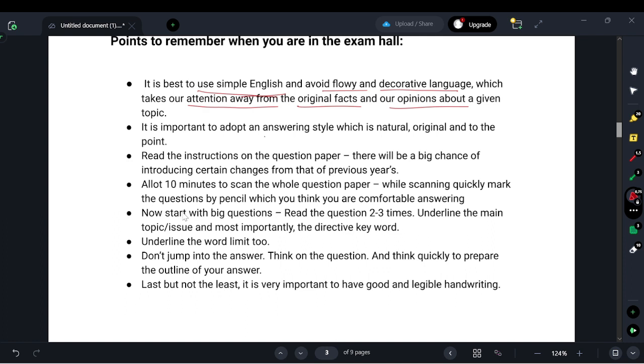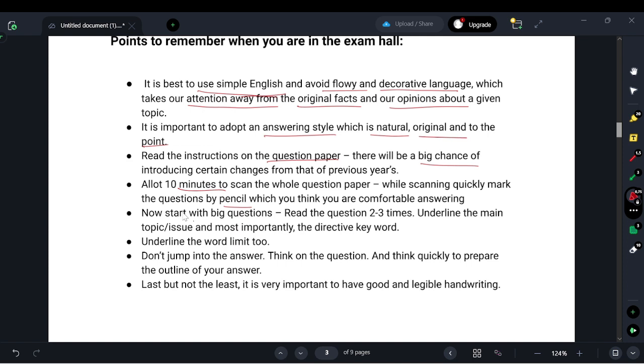Whatever answering style you have should be natural, original, and to the point. And read the instructions on the question paper very, very carefully. There is a very big chance of certain changes from the previous year. Some people think that whatever was asked in the previous year will be repeated as the same question, but there is a high chance of certain changes, or a very small amount of change, in that question. And allot 10 minutes to scan the whole question paper, and while scanning, mark the important things or questions with a pencil. That will make you comfortable to answer later.